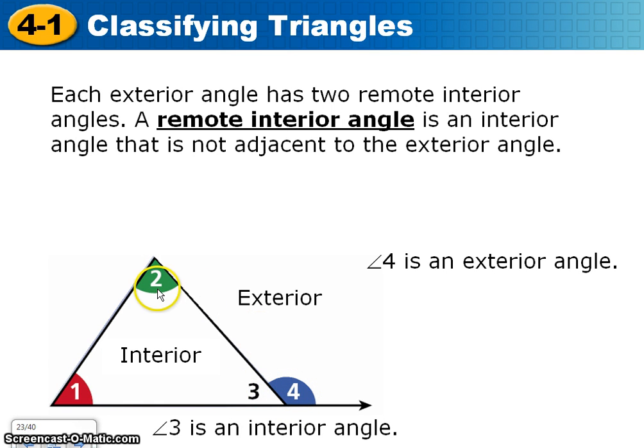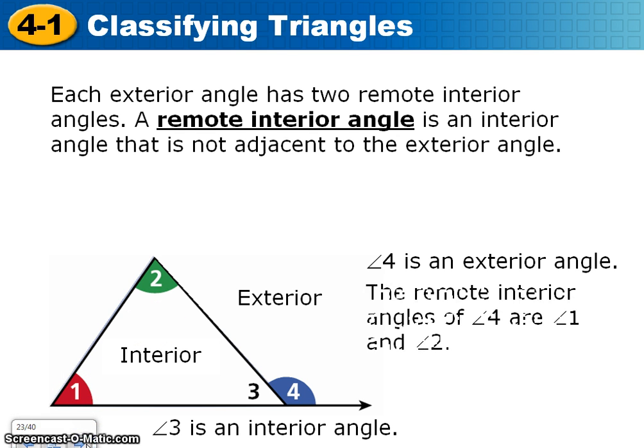Angle 4 is not adjacent to either angle 2 or angle 1, which means both angles 1 and 2 are remote interior angles to angle 4. Remote, removed from, away from, so that's what angles 1 and 2 are.